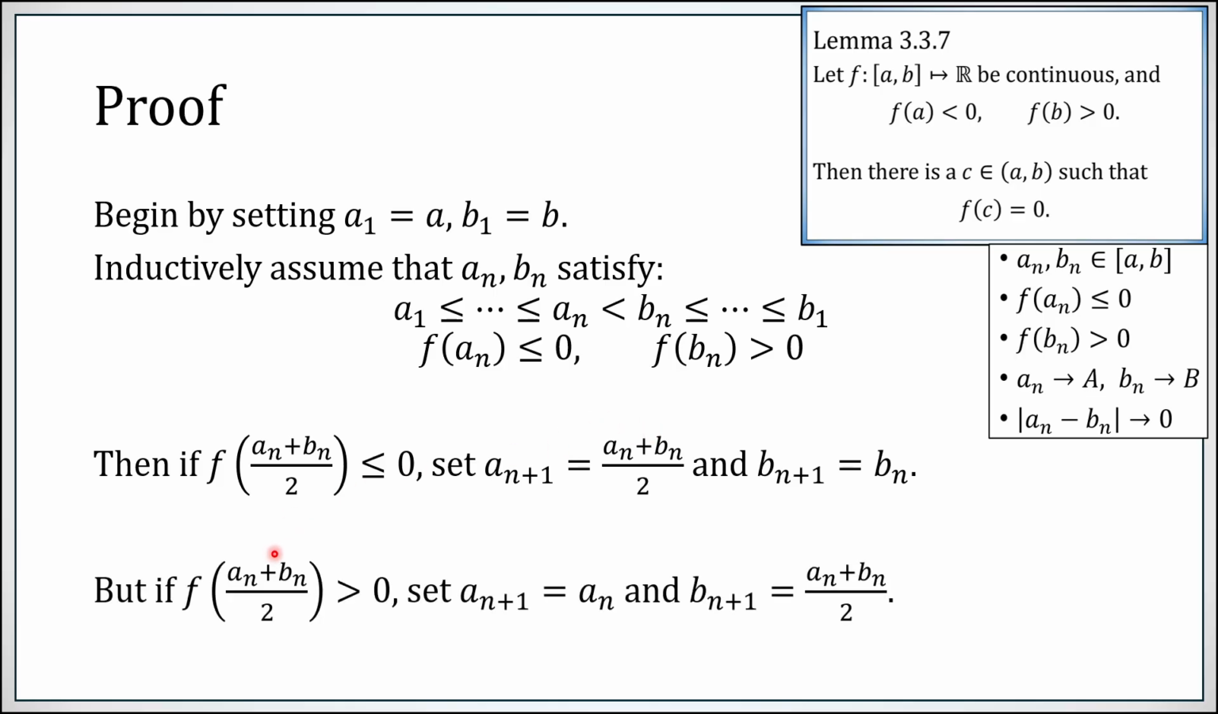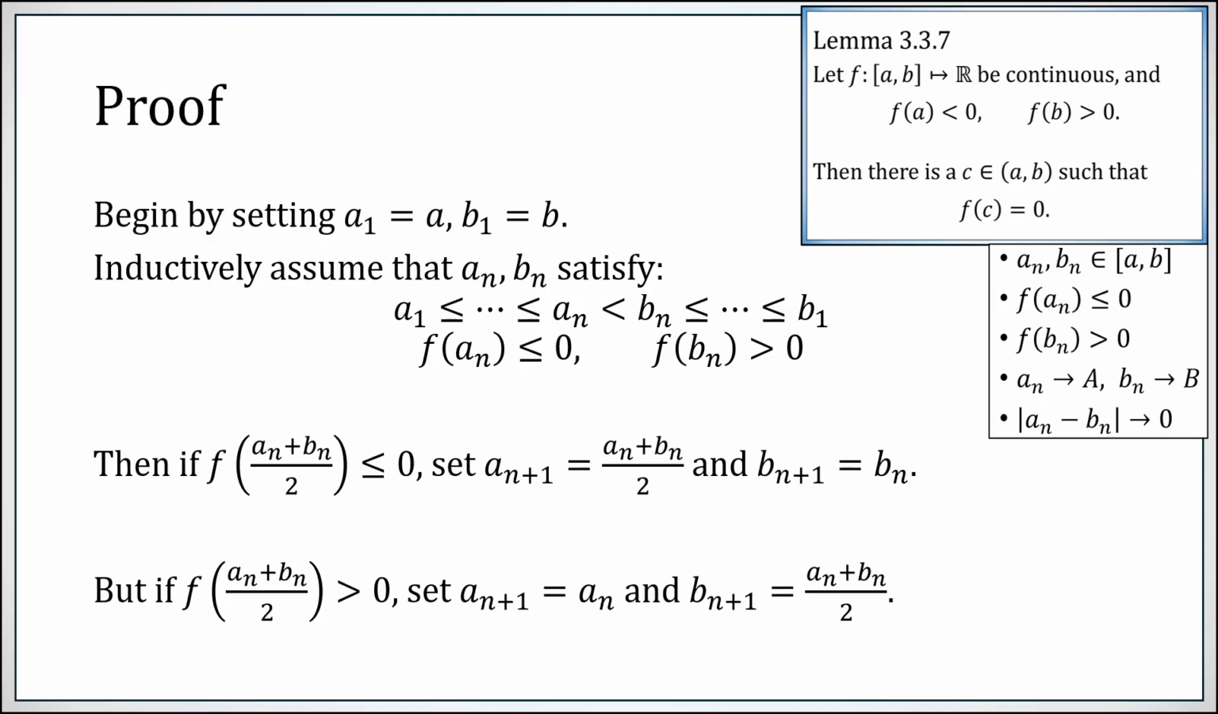If, however, f of the midpoint is positive, pick that to be your next b_{n+1}. Note that you always keep one of your a's or b's equal to the one before it. If f of the midpoint is non-positive, make that your next a, and keep the right endpoint as your next b. If f of the midpoint is positive, keep the left endpoint as your next a, but make that midpoint your next b. So no matter what, you're making the midpoint one of the points that you pick for your sequence and keeping one of the endpoints the same.